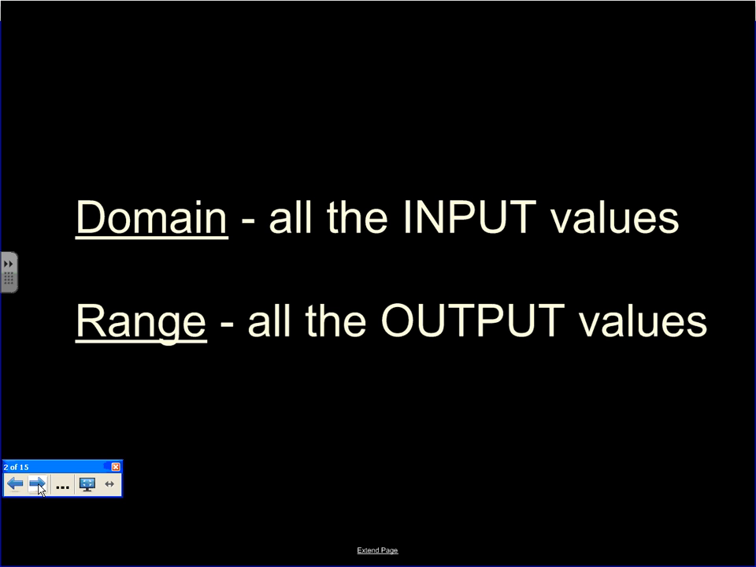Look here, here's a couple vocabulary terms. The domain is going to be all of the input values, while the range is going to be all of the output values. So it'll be the domain and the range.